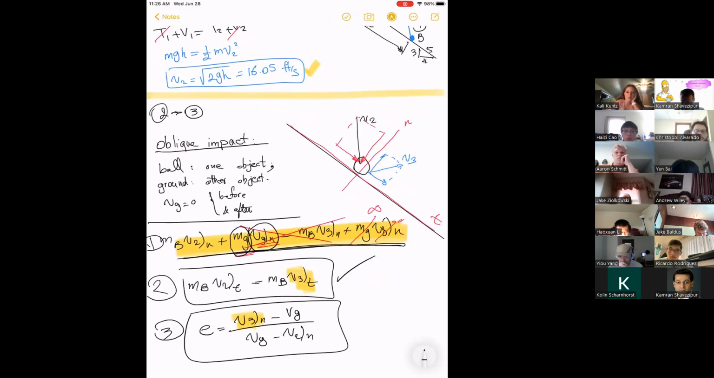The good point is, because the ground has 0 velocity, what I need to find is the vertical and tangential components of velocity after the impact. So I only have 2 unknowns for V3, and I need 2 equations. One is going to come from conservation of linear momentum in the tangential direction for particle B, and the other one is the coefficient of restitution.